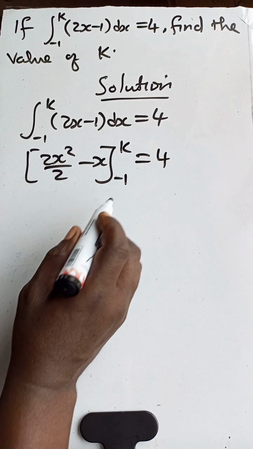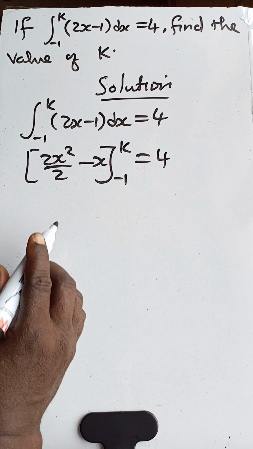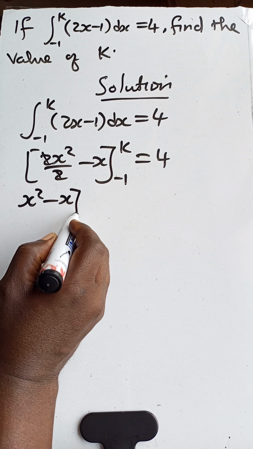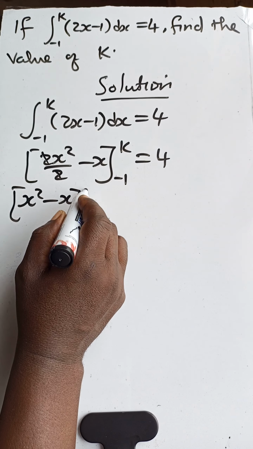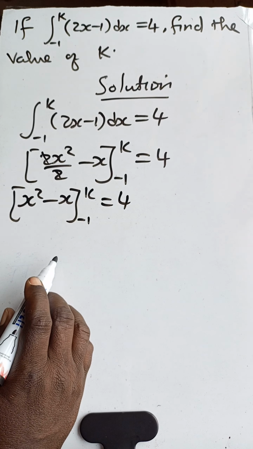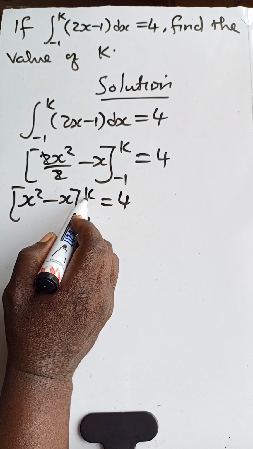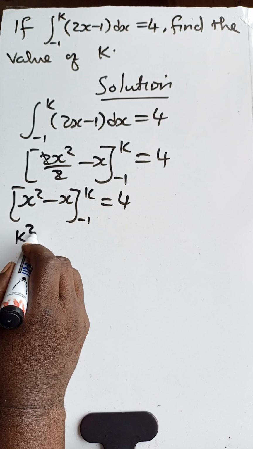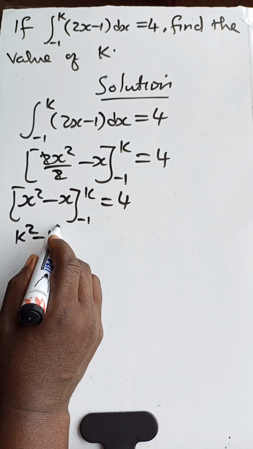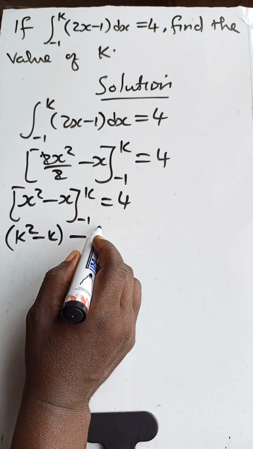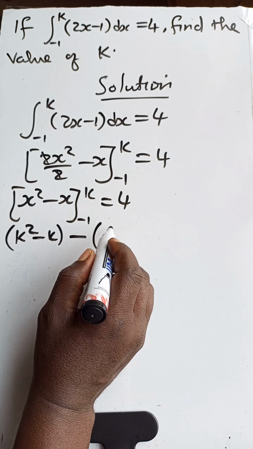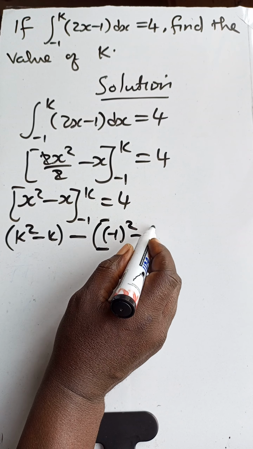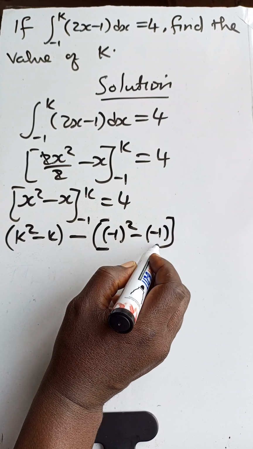We're told that it is 4. So these two cancel with these two, and so we have x squared minus x from -1 to k is 4. So we start with the upper limit. We put k first, so we're going to have k squared minus k. Then minus, we now take the lower limit, we do the same thing. We have negative 1 squared minus negative 1.